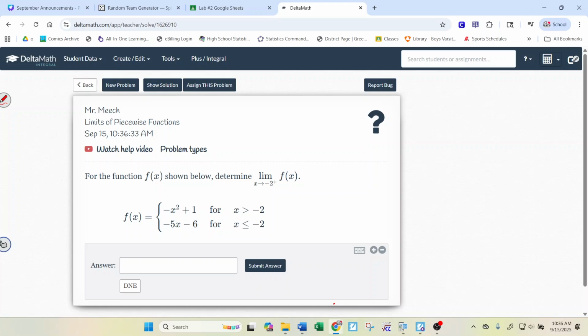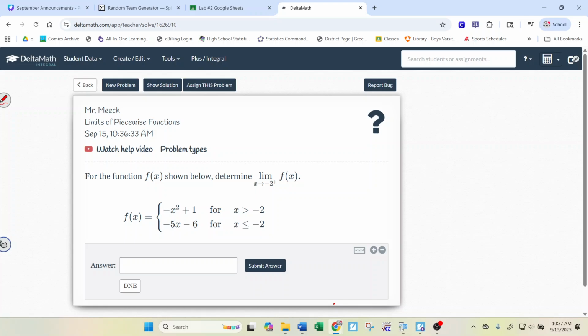So what you have to think about is, from the right, do you use the top one or the bottom one for -2 from the right? So if here's -2, what is from the right? Is that going to be numbers bigger than -2 or less than -2? It's bigger. So is it going to be the top or the bottom? Top, right? Because that's greater than -2.